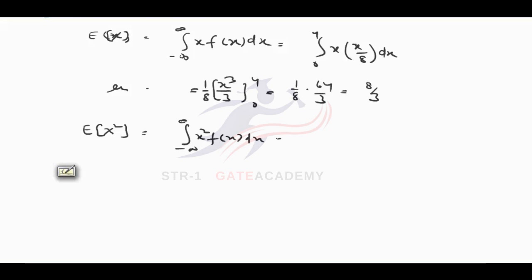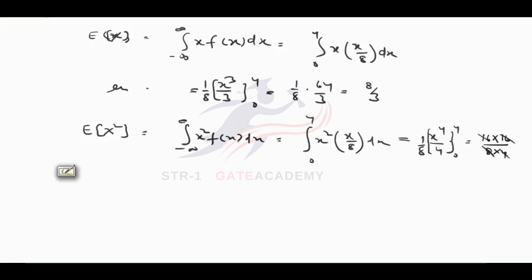Now for mean square: integral of x square f(x) dx, with f(x) equal to x by 8. First we write the expression: x to the power 4 upon 4 times 1 by 8, with limits 0 to 4. The value will be 4 to the power 4, 16 into 16, divided by 8 into 4. The answer is 8 now.